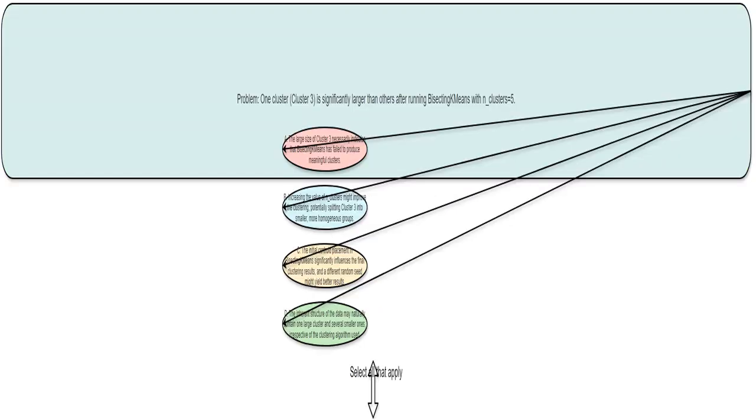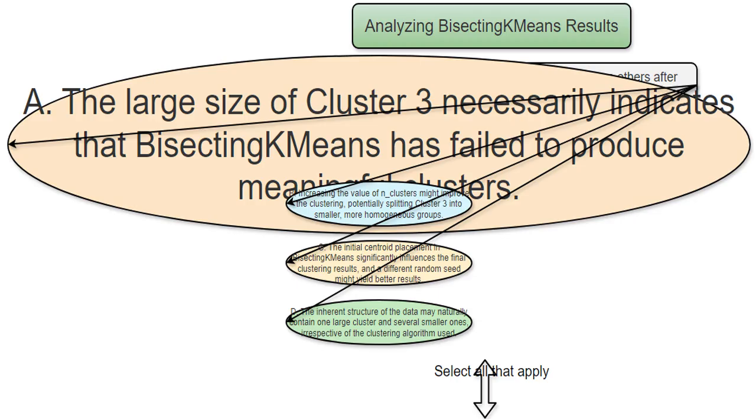I've run a clustering algorithm and found that one of my 5 clusters, cluster 3, has many more data points than the others. This is unusual, and I need to figure out why this happened and what I should do next. I'm evaluating whether the large size of cluster 3 automatically means the algorithm failed. I'm saying, no way. A large cluster doesn't always mean the algorithm is wrong. The data might just naturally have one large group.